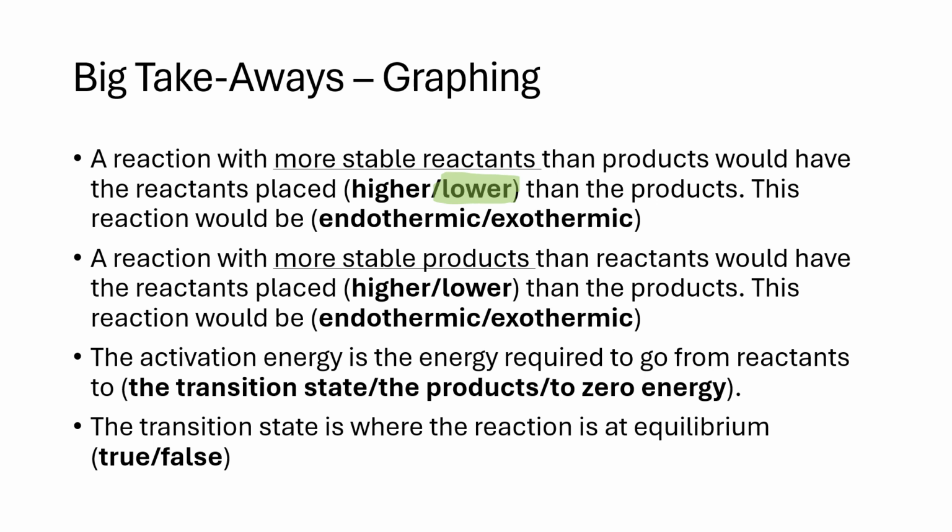Let's draw a little graph for ourselves. So we're saying that the reactants are more stable than the products. This would be positive delta H, endothermic, okay?